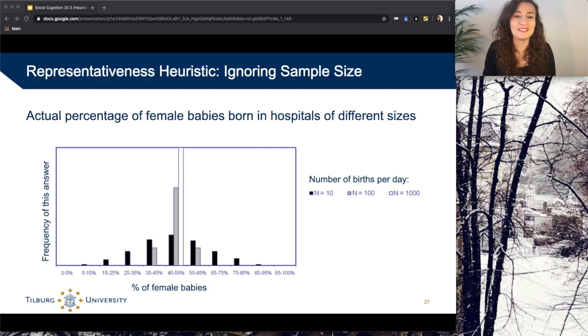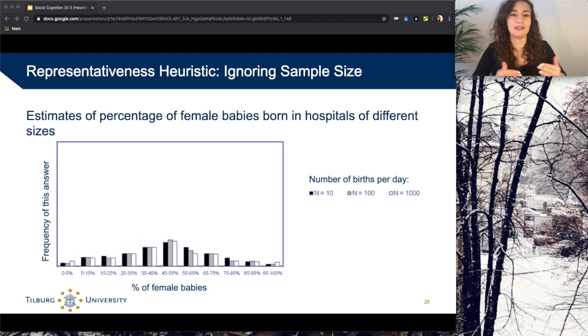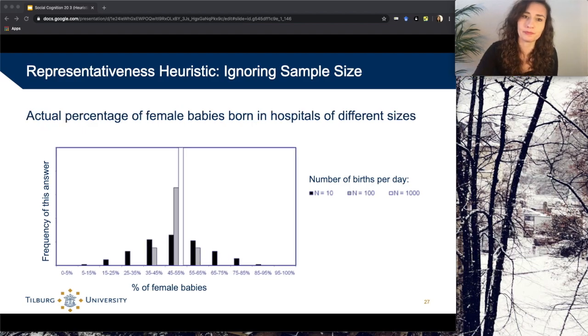But as you can see, if we again compare, people are really not good at estimating this correctly. People tend to think that sample size doesn't matter for their estimates, while in truth, it should. Now, what does this have to do with the representativeness heuristic? Well, it seems odd that there should be a spike depending on the size of the hospital, right? This is not in our concept of random distributions, and therefore we make these errors in judgment.